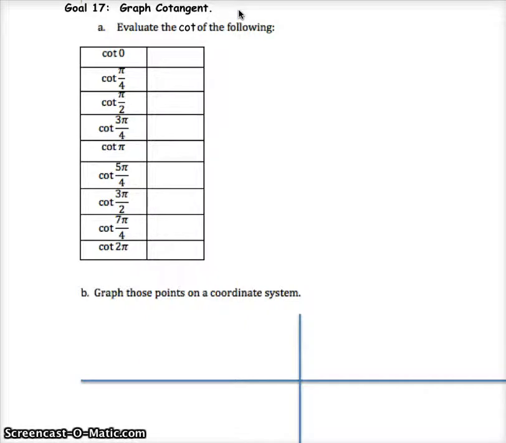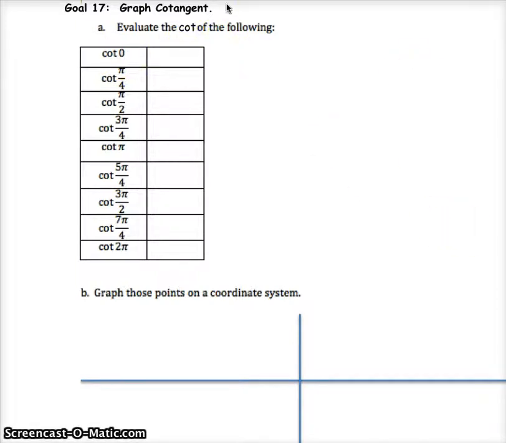Ladies, let's complete our study of graphing trigonometric functions by looking at the graph of cotangent. To do that, I want you to evaluate these x values that I've picked for you in cotangent. So let's evaluate the cotangent of 0.